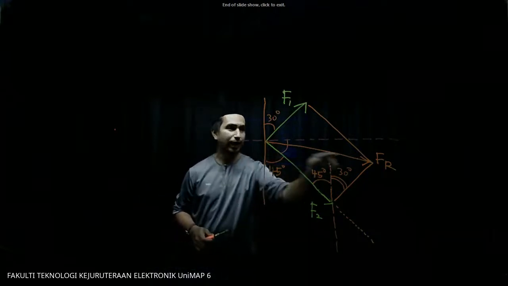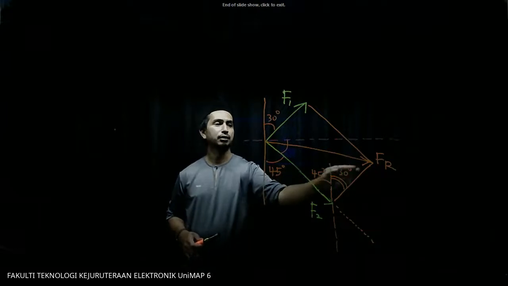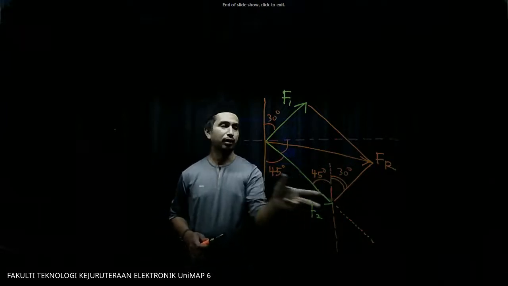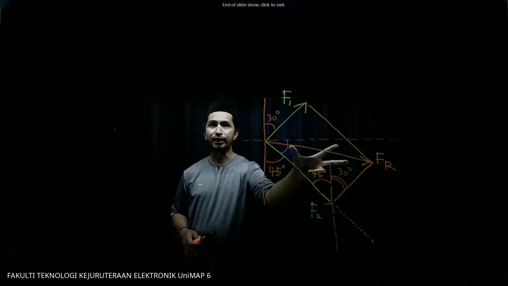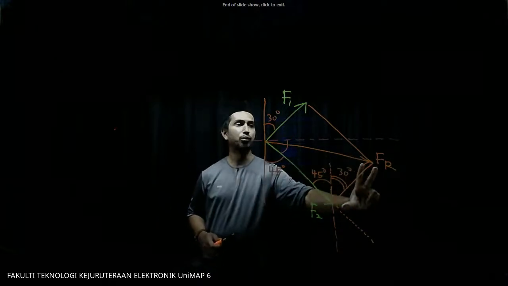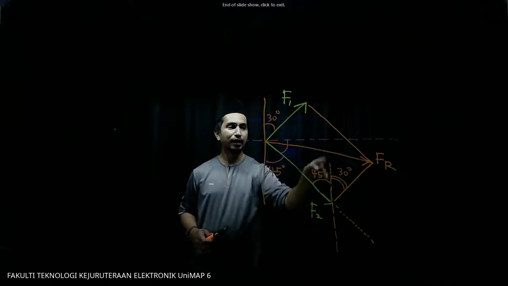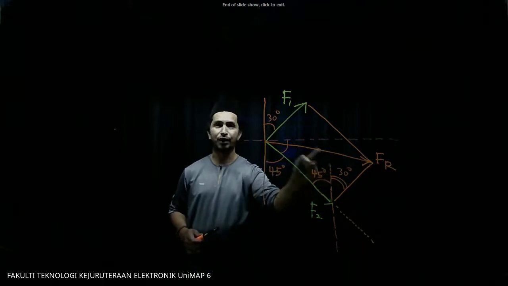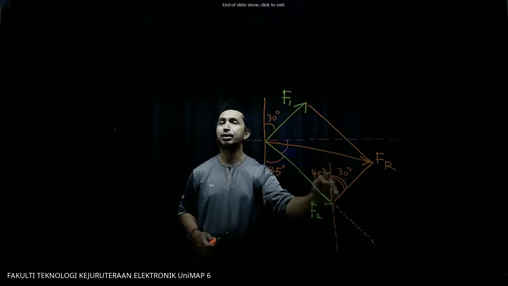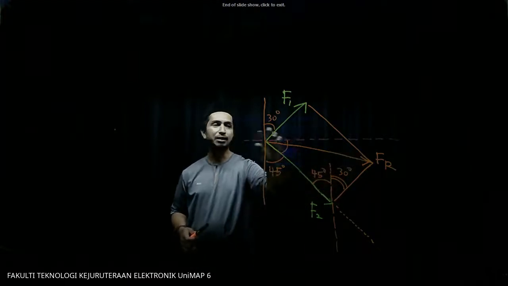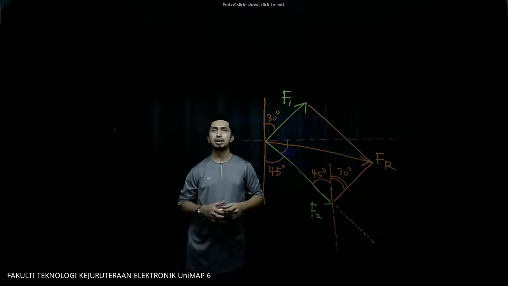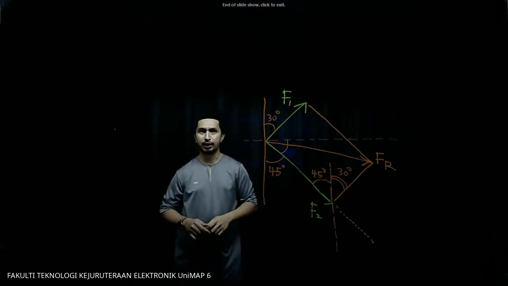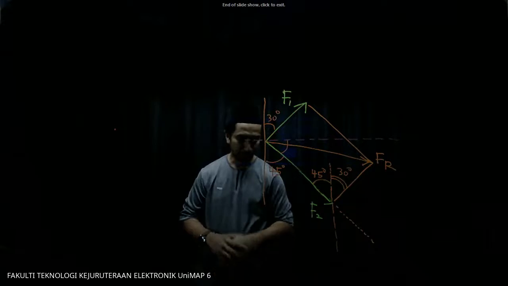So from this triangle, you can use cosine law. F2, you know the value. Fr, we need to find. F1, we know the value. The angle opposite side of Fr, we know that is 75. So you will easily find the resultant value by using cosine law. Okay. Boleh ke?